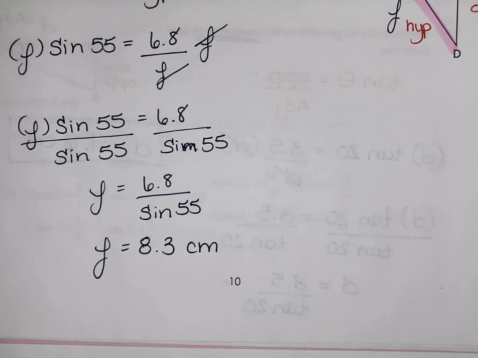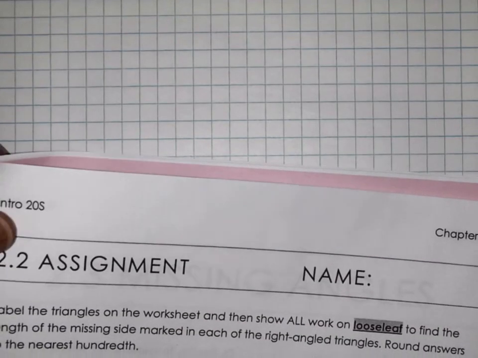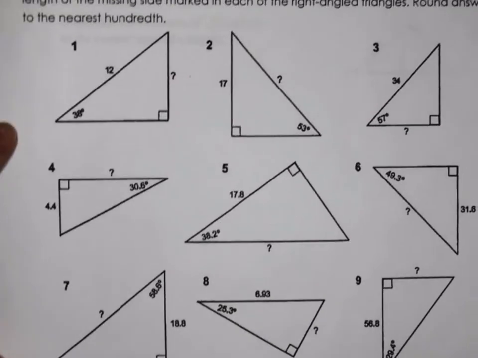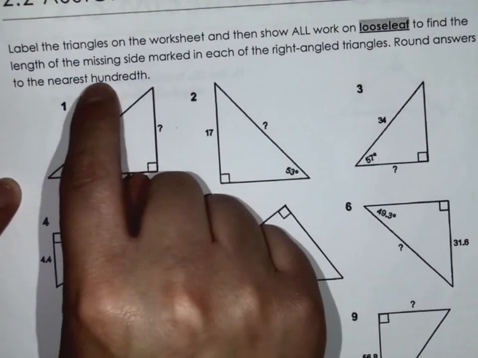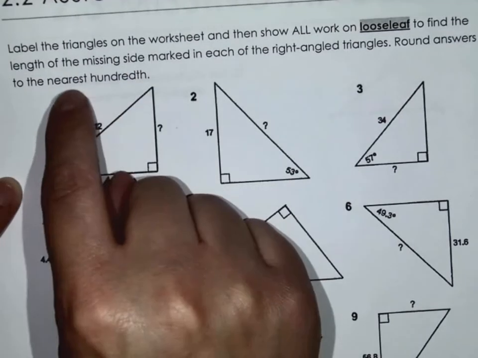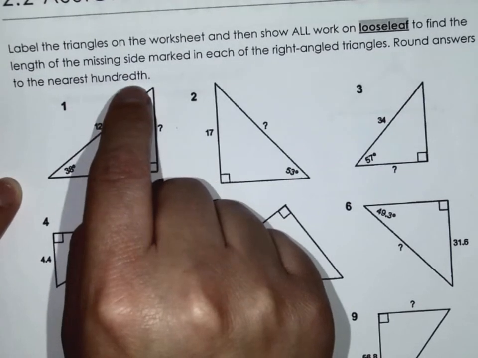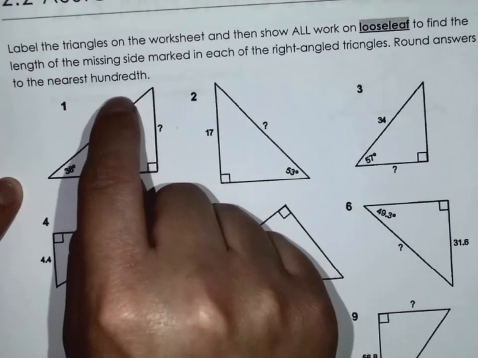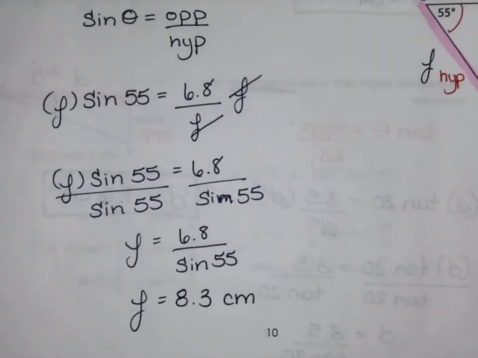And that's it. That's all. And in your assignment, I'm just going to point out that you're going to the nearest hundredth. So what's the hundredth spot? Tenth was 1. Second place. Yeah. Thanks for that. Okay, so that's it.